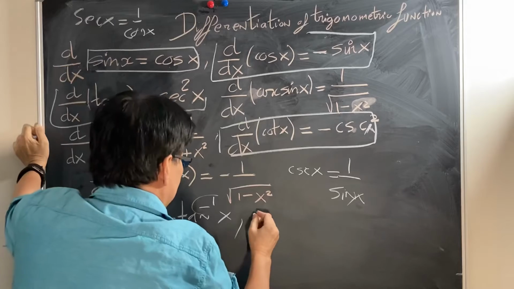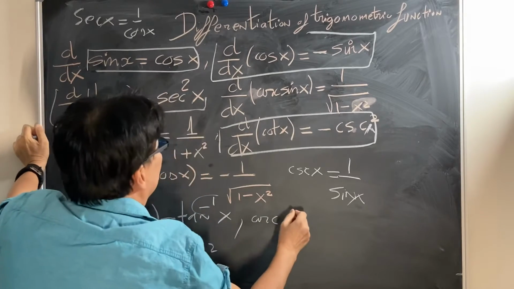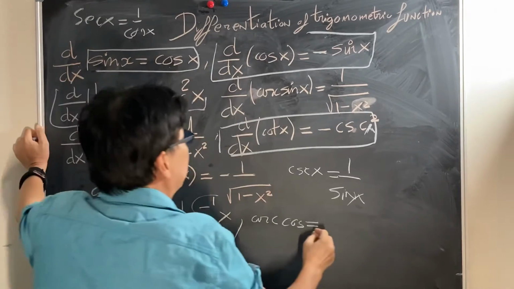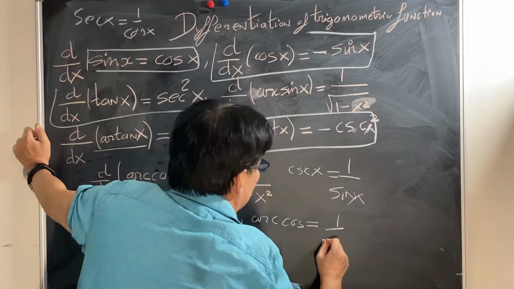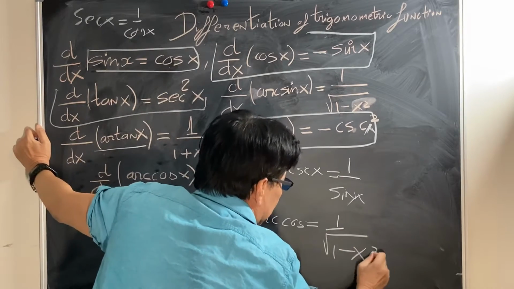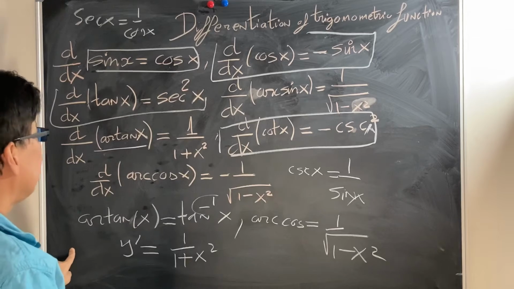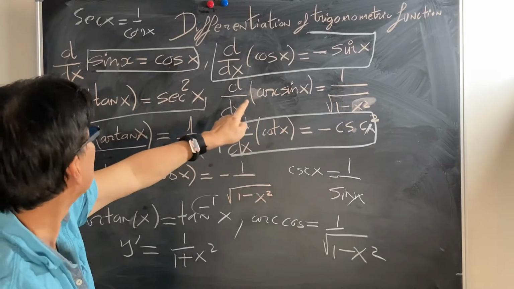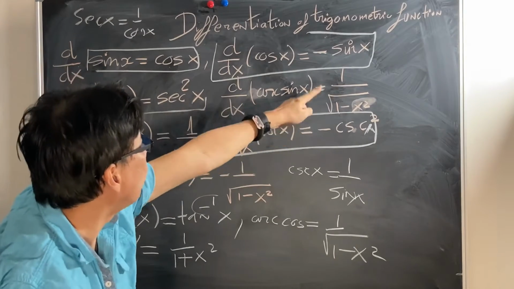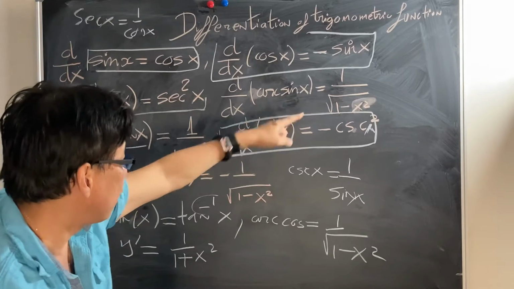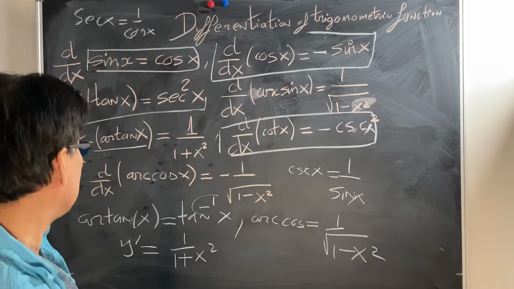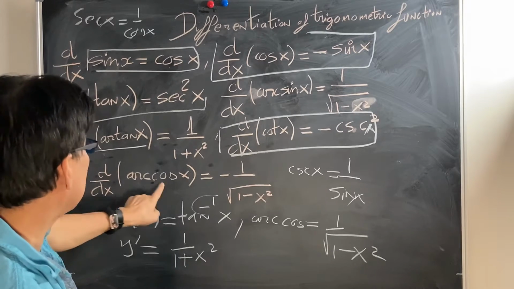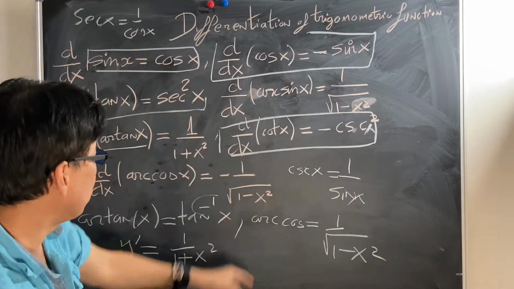Okay, how about the derivative of arccosine? Derivative of arcsin x equals 1 over square root of 1 minus x square. And derivative of arccosine equals minus 1 over square root of 1 minus x square.